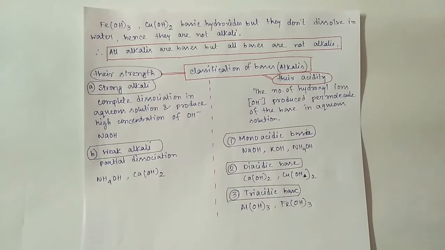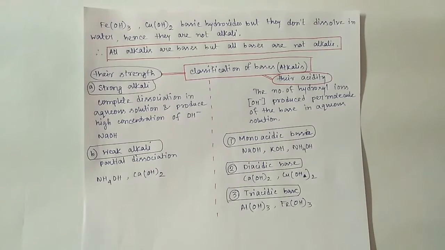Now, based on acidity. In my previous video about acids I told you about the basicity of an acid, and here you will see the acidity of a base. It is the number of hydroxyl ions produced per molecule of the base, whereas in basicity it was the hydronium ions produced per molecule of the acid. So what is a monoacidic base? Monoacidic bases are those bases that produce only one hydroxyl ion.